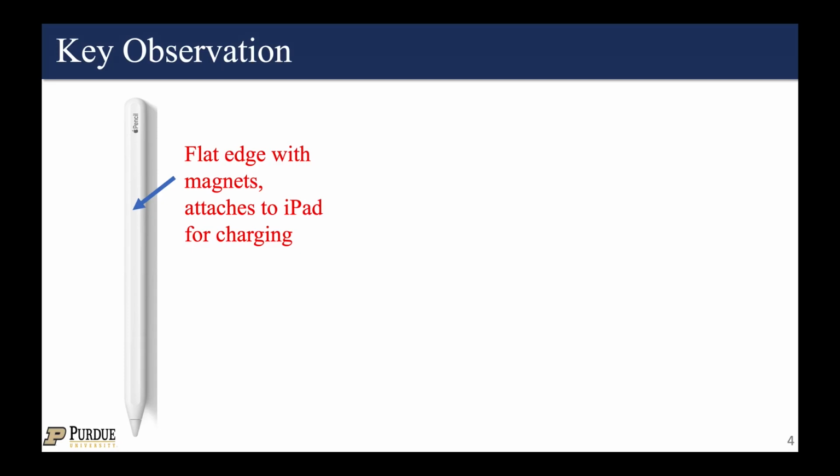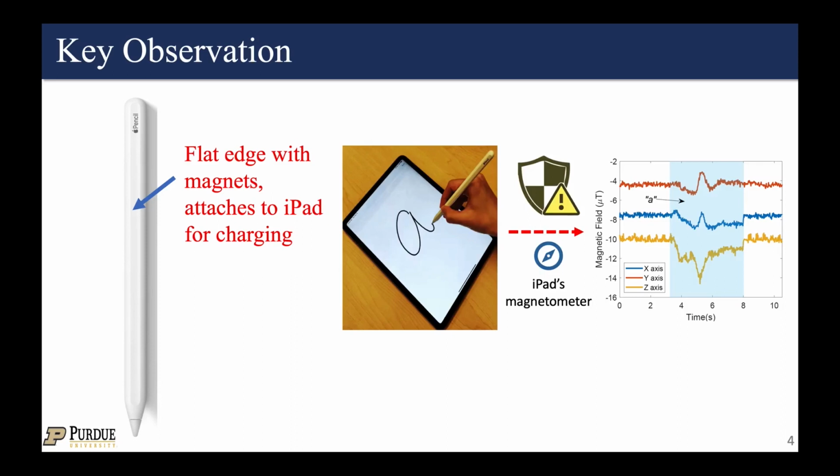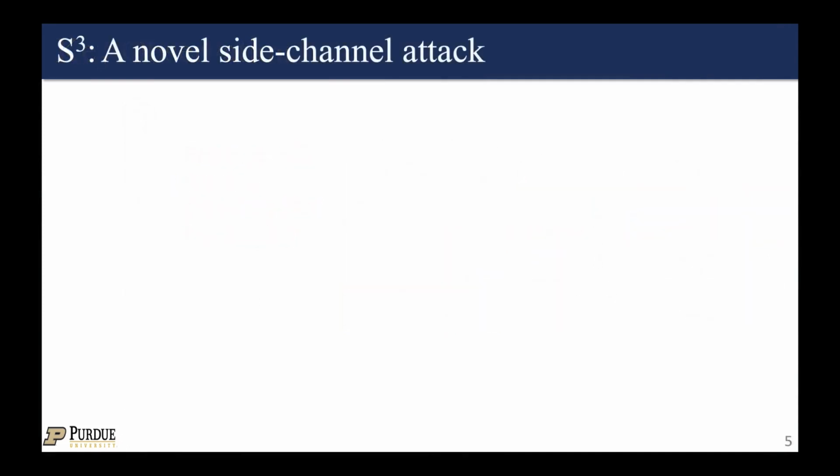We observed that when a user is interacting with the screen using the pencil, the embedded magnets in the pencil's body have an impact on the iPad's magnetometer. As you can see here, there is a visible change in the magnetic readings when a user writes on the screen. Based on this observation, we present S3, a novel side-channel attack on stylus pencils through sensor data.